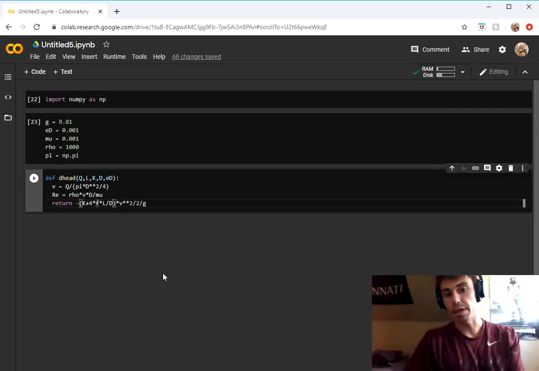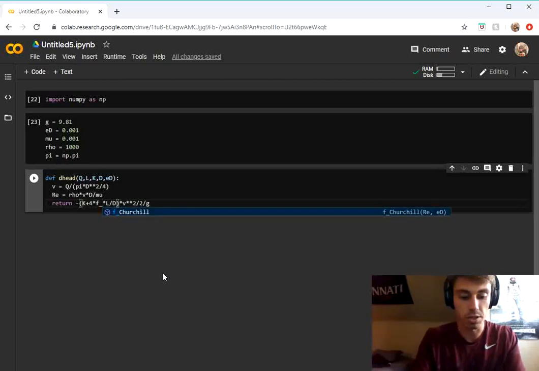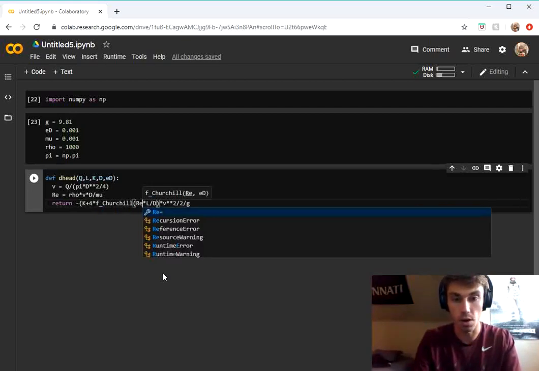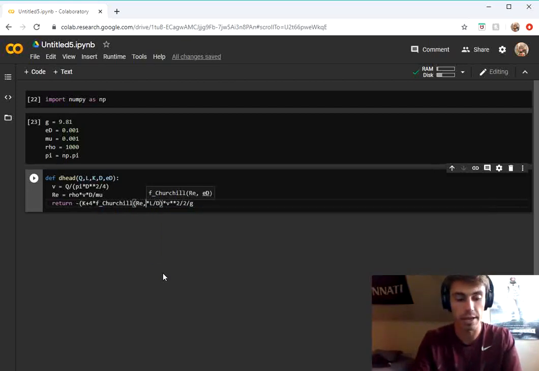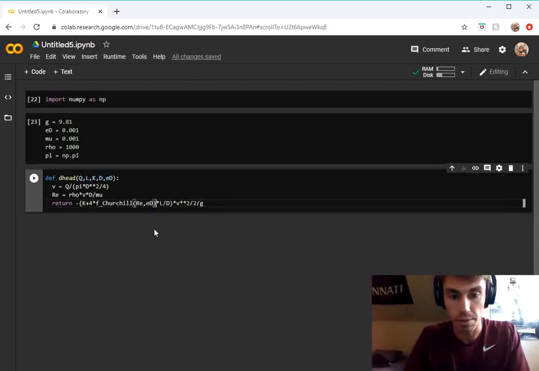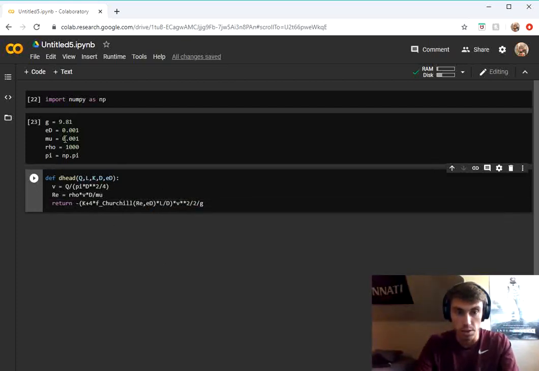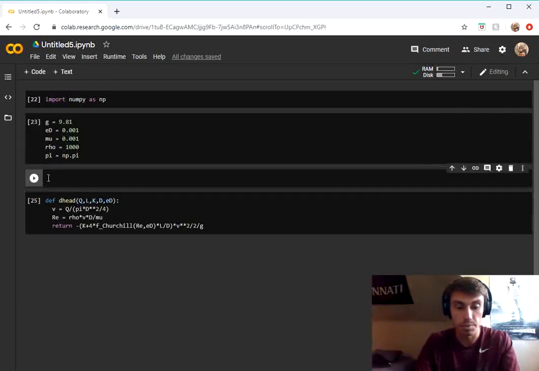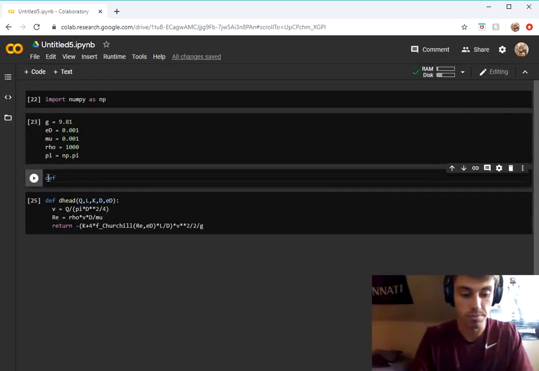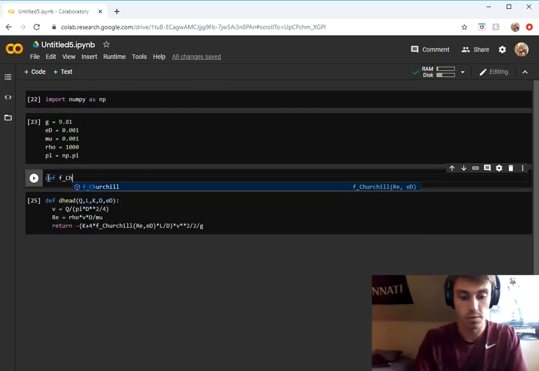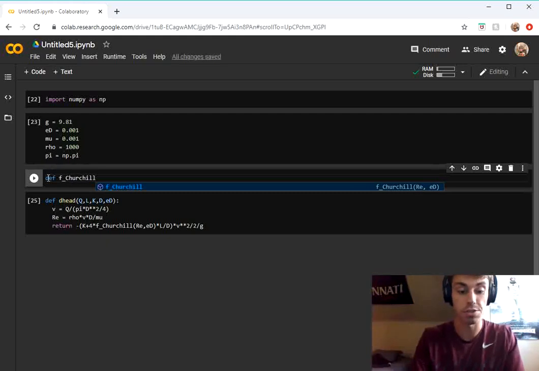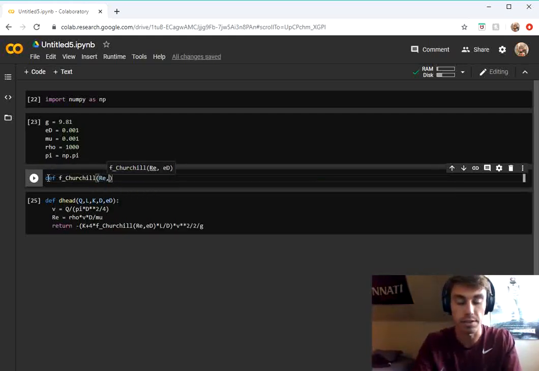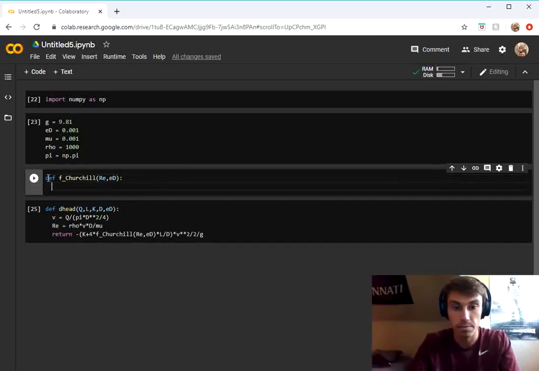But where do we get f from? So we're going to get f from the Churchill equation, and that takes into account r, or the Reynolds number, and the ED value that we have. So to get that, we have to define a function for the Churchill equation so we can get the friction factor of each pipe. Like I said, it'll take into account the Reynolds number and the ED value. So let's do that.